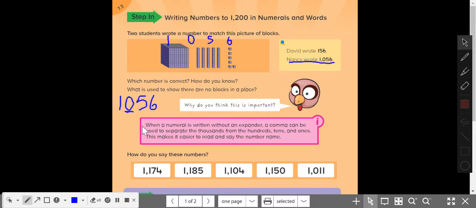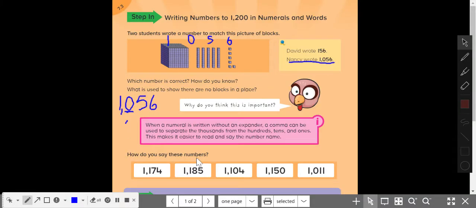Down here it talks about when a numeral is written without an expander, we put a comma between the thousands and the hundreds place. A comma looks like this. It's just a little tick mark, and it just kind of goes just from the bottom of the number, just hanging down a little bit. We put that there so that we can easily read the difference between the thousands place and the hundreds, tens, and ones places. It's just there to help us know how to say the number.